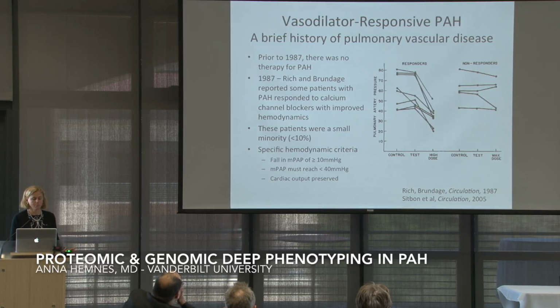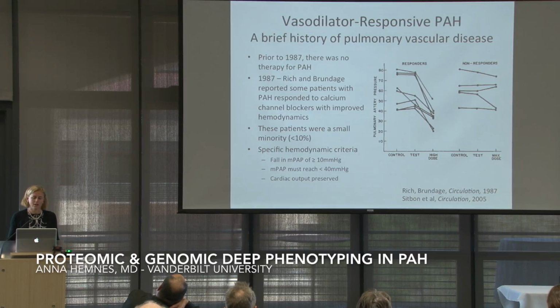And then at that point, they started taking patients to the cath lab and giving patients high doses of calcium channel blockers, and found that some patients, shown here on the right, had a tremendous drop in their mean pulmonary artery pressure when given high-dose calcium channel blockers, whereas other patients had no response in their mean pulmonary artery pressure when they were given calcium channel blocker responders.